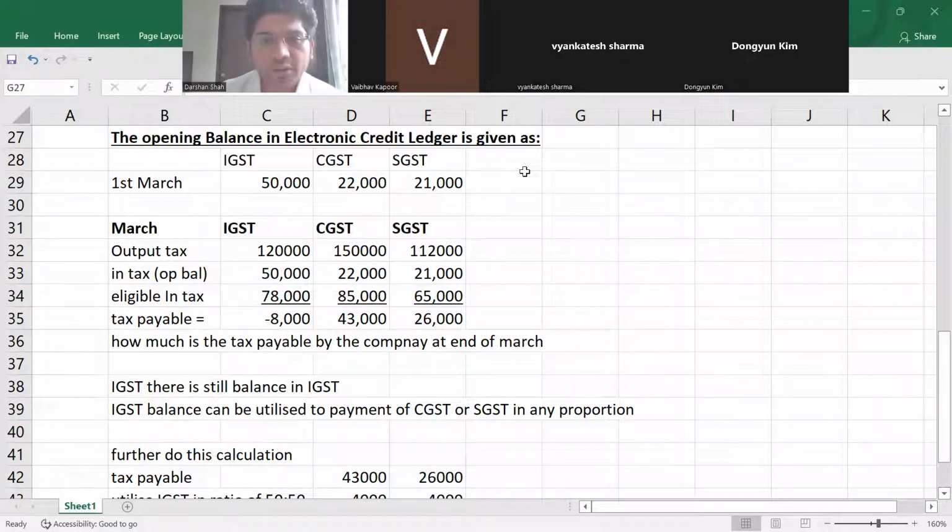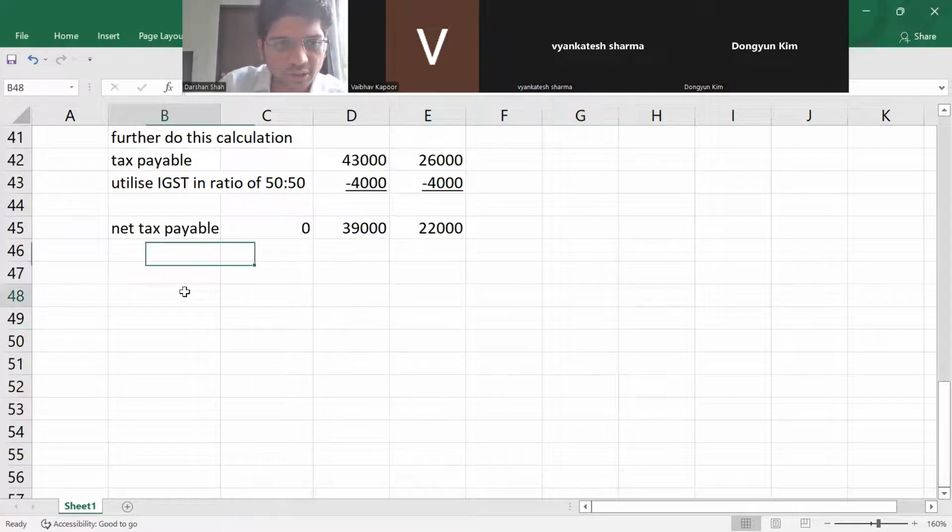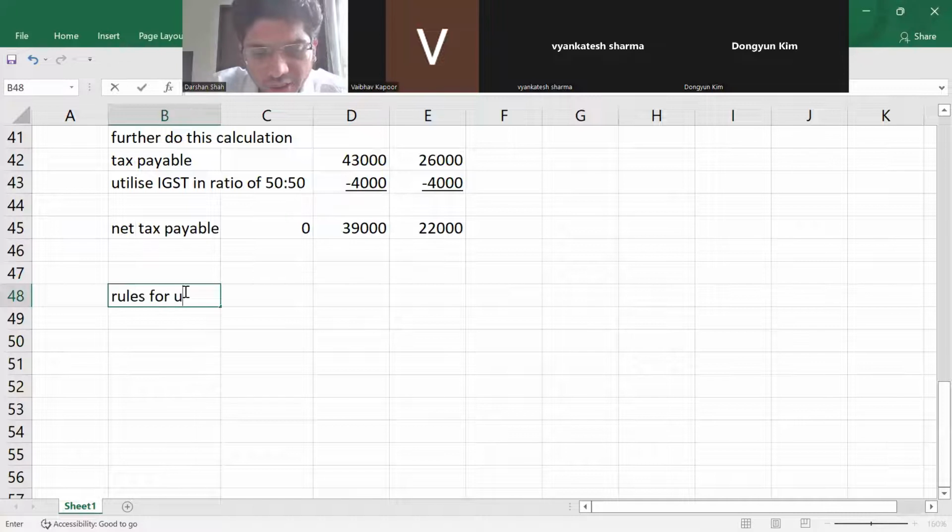Okay. Next doubt is, if IGST and CGST have a negative balance, can we utilize the entire balance towards SGST? No. CGST cannot be utilized against SGST, and SGST also cannot be utilized against CGST. Right? So let me write this. Let me write the rules of utilization. Okay, so rules for utilization.